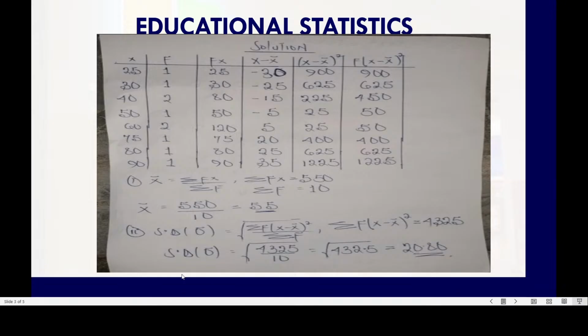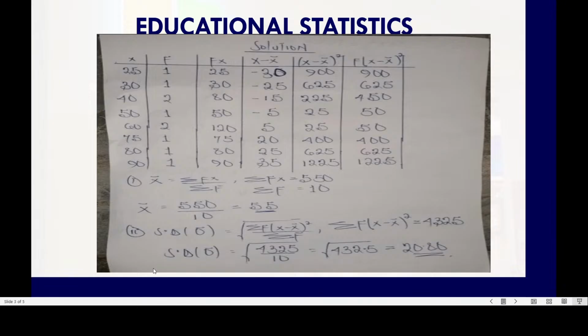Because if you go back to the formula, it said x minus x bar, all squared. That means I need to square the values for x minus x bar. So what's the first value for x minus x bar there? It's minus 30. Therefore, I will create a column for x minus x bar squared. That means I will square all these values. So if I square minus 30, I have 900. If I square minus 25, I have 625. If I square minus 15, I have 225. If I square minus 5, I have 25.